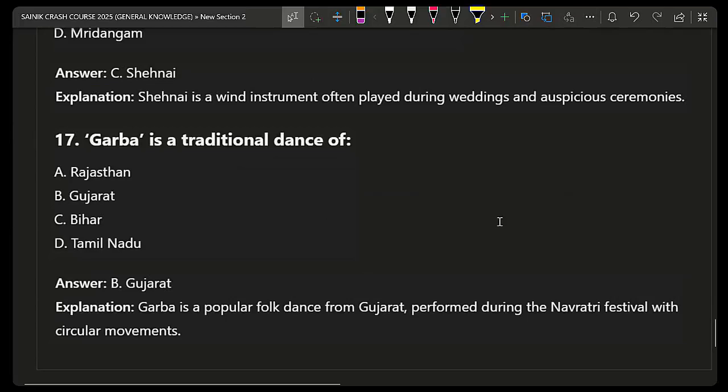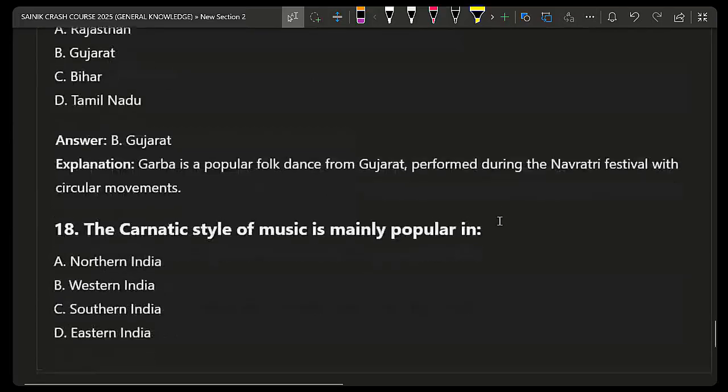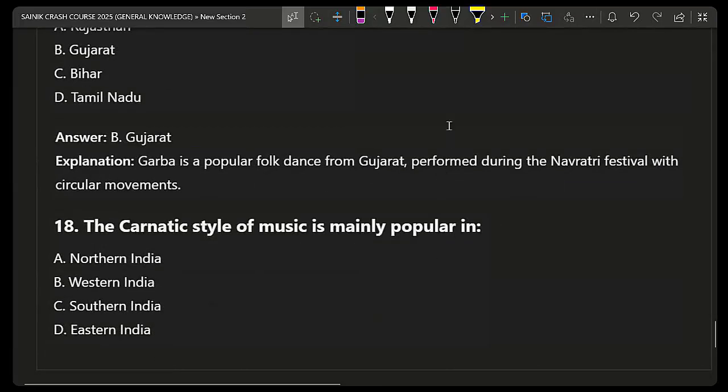Simple question. The question itself contains the answer. The Carnatic style of music is mainly popular in northern India, western India, southern India, eastern India. If you observe the question carefully, the question itself is carrying the answer also.